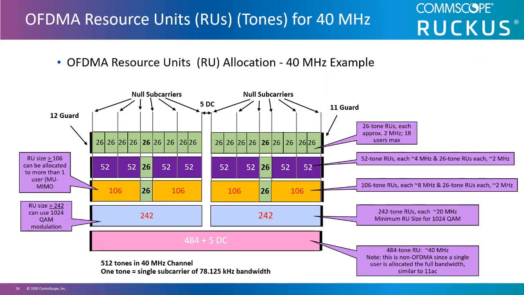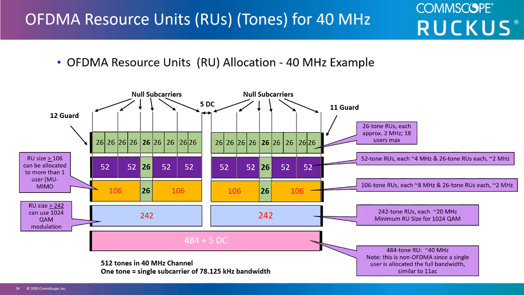Here we show a 40 MHz channel. There are 512 available tones, or subcarriers, in a 40 MHz channel. One tone equals a single subcarrier of 78.125 kHz. For high bandwidth applications such as video, the AP can decide to allocate the entire channel to a single user. This would be the same as current Wi-Fi 11ac for a given time slot. Or the AP may serve 2 users simultaneously, each occupying 242 tone resource units, each being approximately 20 MHz in size.